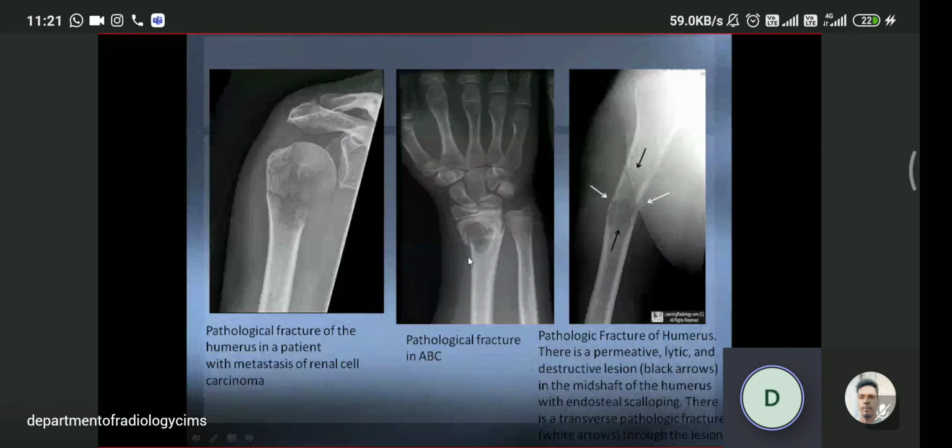Aneurysmal bone cyst. It is the cyst. It is the bony cyst. And the most common site of aneurysmal bony cyst.